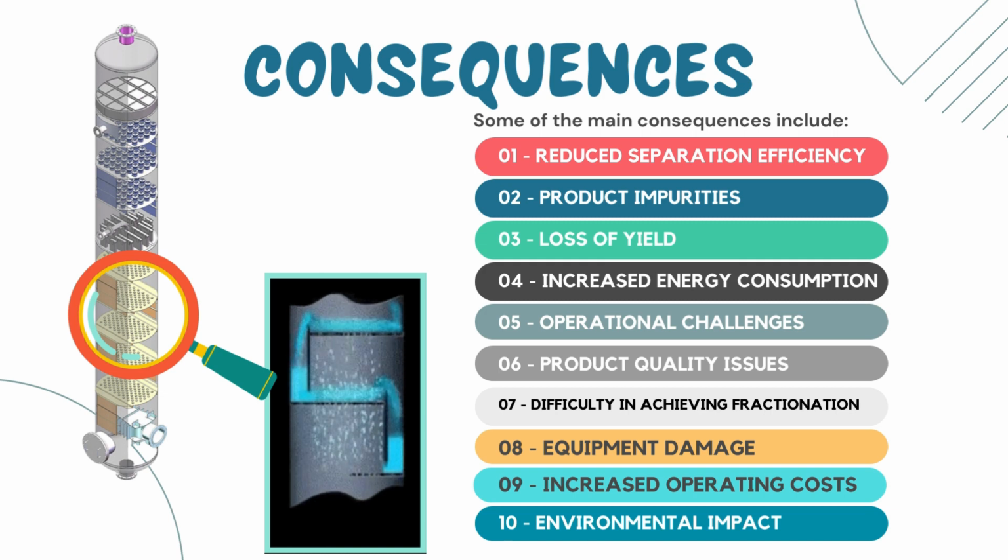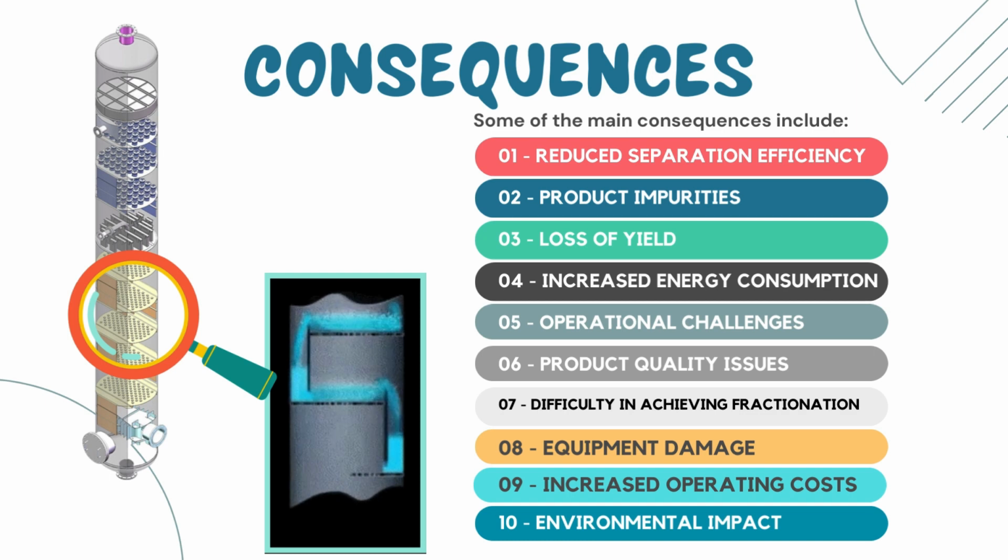Guys, weeping can lead to carryover of droplets containing various components from one part of the distillation column to another part, and this results in reduced separation efficiency, as the components that should have been separated are instead carried away along with the vapor, and this would severely reduce the separation efficiency. Okay guys, so the main consequence of weeping in a distillation column is reduced separation efficiency.